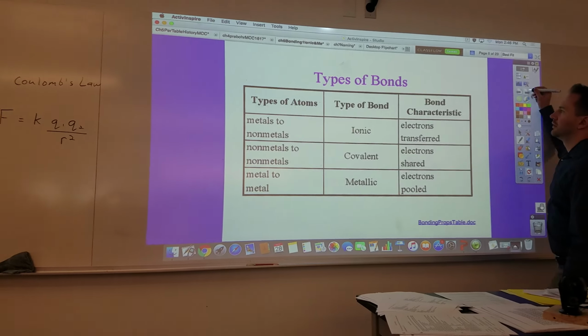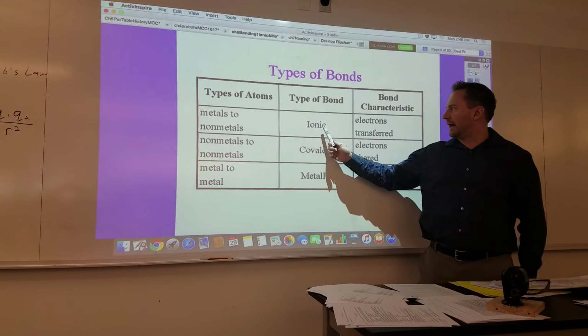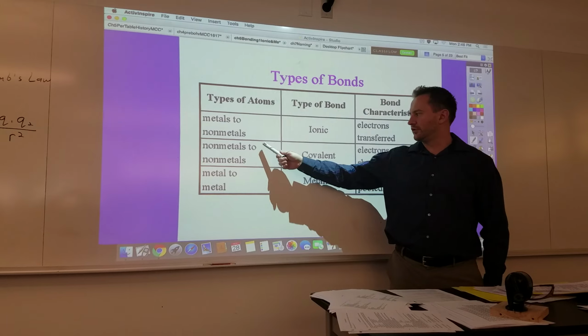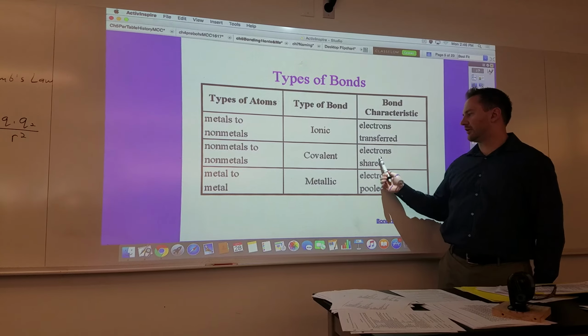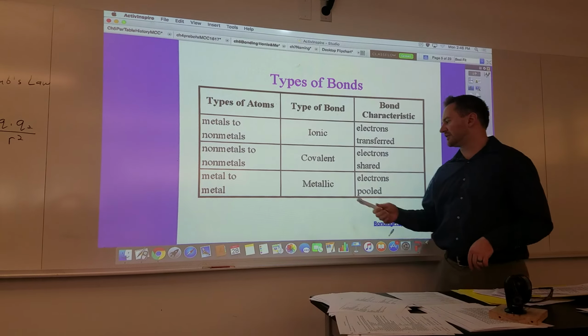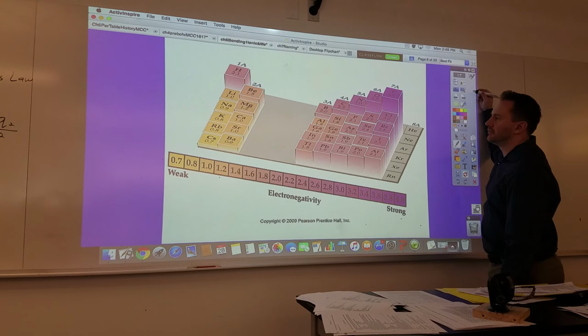So, types of bonds. Metals and nonmetals, ionic. It's an electron transfer. If you have two nonmetals or some metalloids, you have covalent. That would be a sharing. And then when you have metals, you have metallic bond, and we end up with something called an electron sea that there's a nice visual of later on.